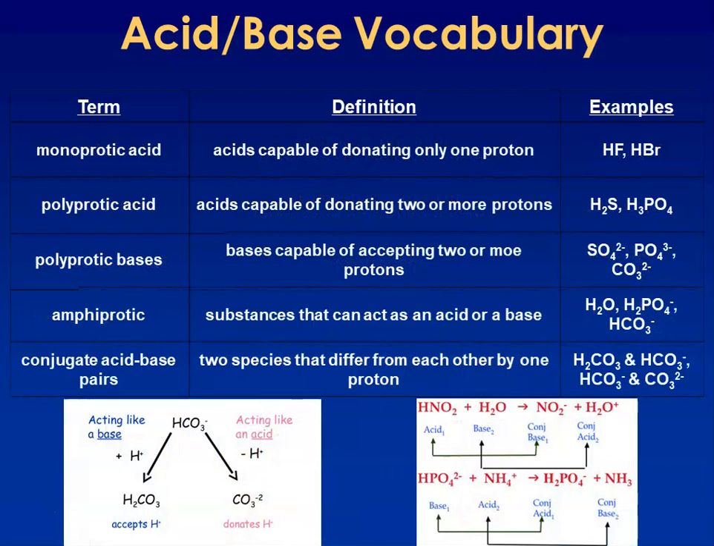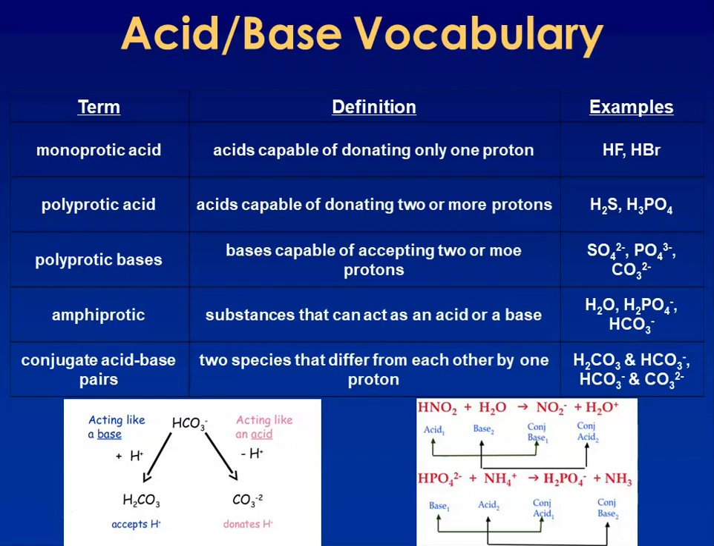Some other terminology: monoprotic acids are those that can only provide one proton, so your binary acids, HF, HBr. Polyprotic acids are those that can donate multiple protons, two or more. So H2S has the ability to donate 2 protons. It's classified as a diprotic acid. H3PO4 is classified as a triprotic acid because it has 3 protons.